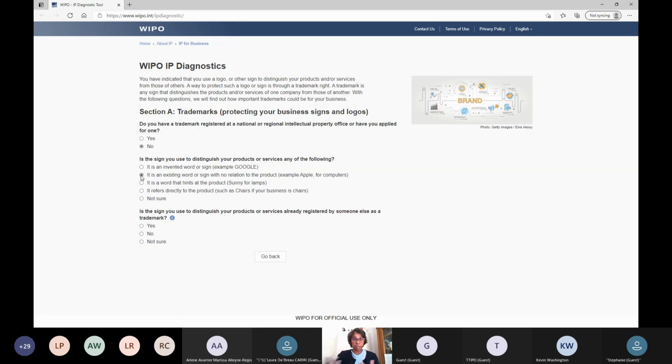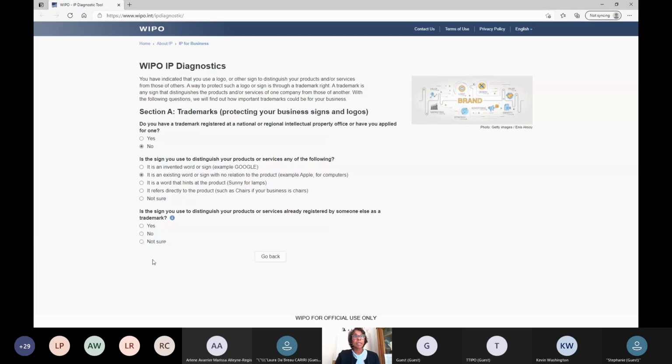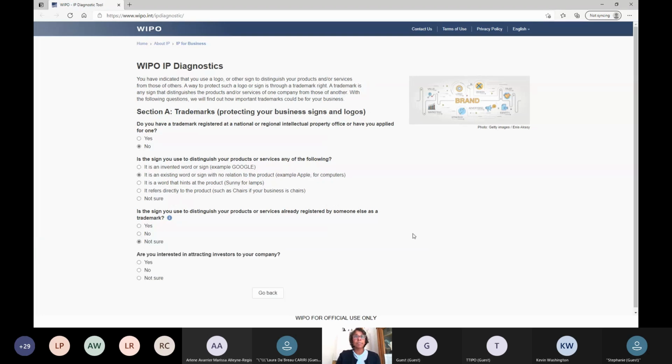For example, Apple for computers. So Apple is an existing word, but it has no relation to the product. Is the sign you use to distinguish your products and services already registered by someone else as a trademark? Again, most people perhaps would not know about this. There's a little button here that explains to you. If you're not sure, you can start with a search in the WIPO global database and it gives you the link. And I will say not sure.